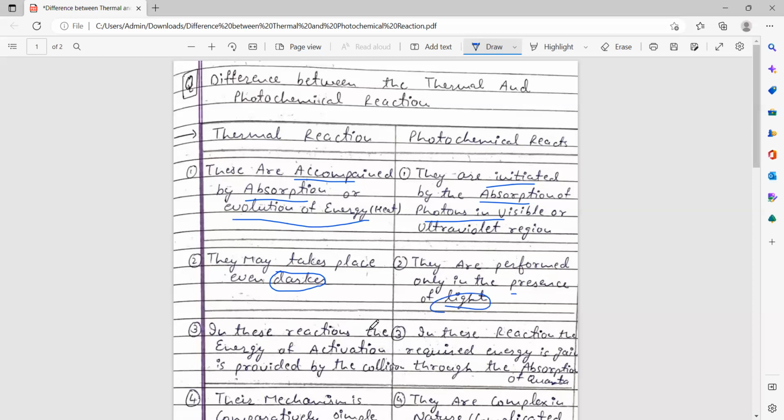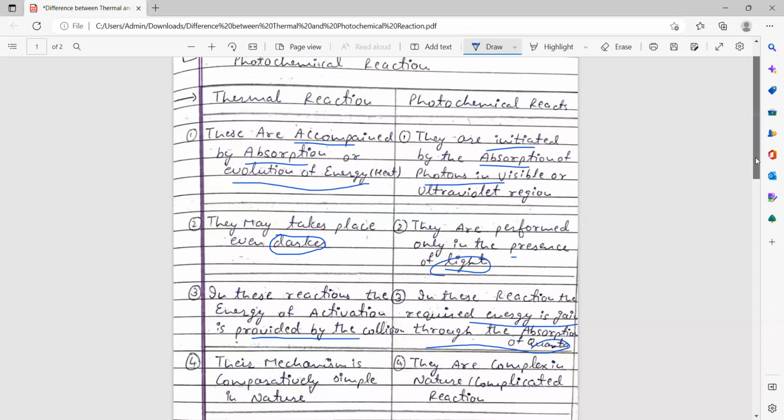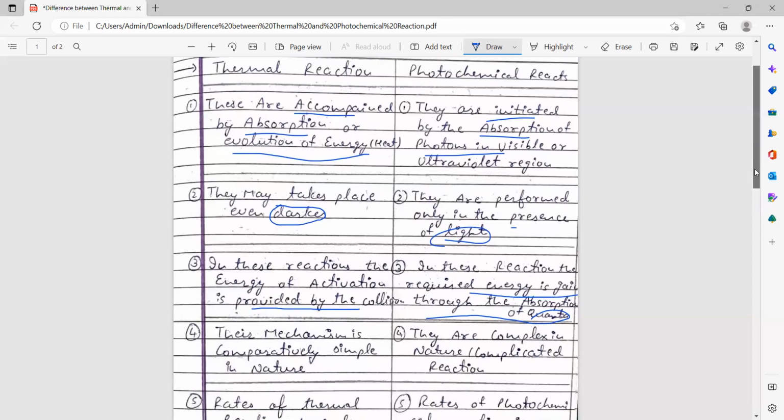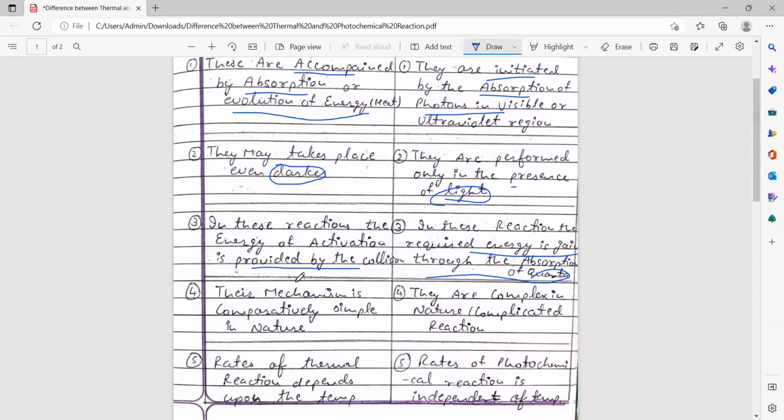In thermal reactions, the energy of activation is provided by collision. In photochemical reactions, the required energy is gained through the absorption of quanta, or energy, we can say, of photons.